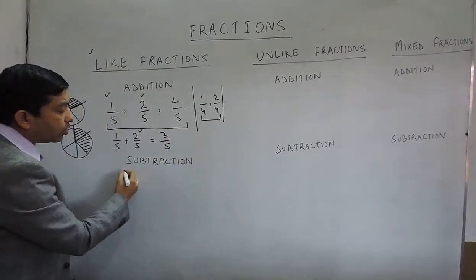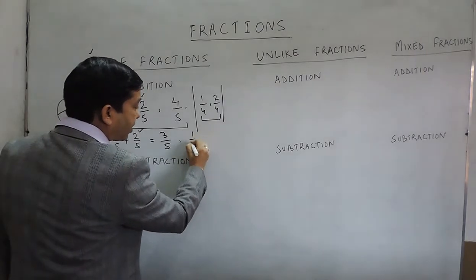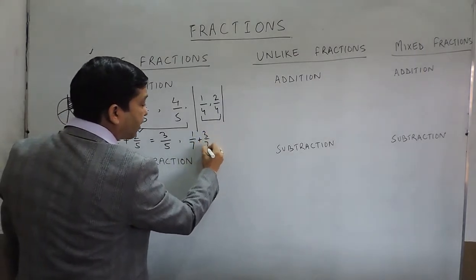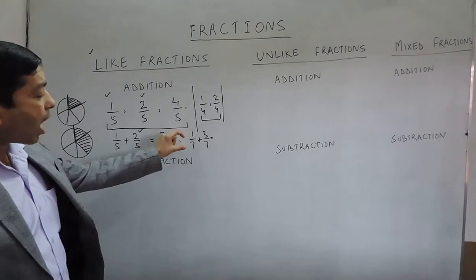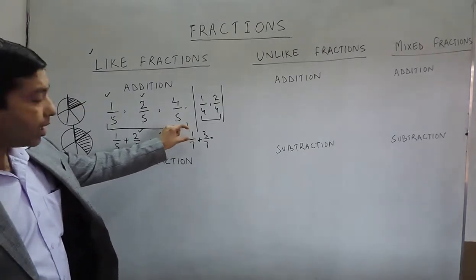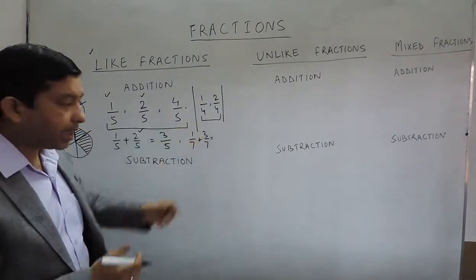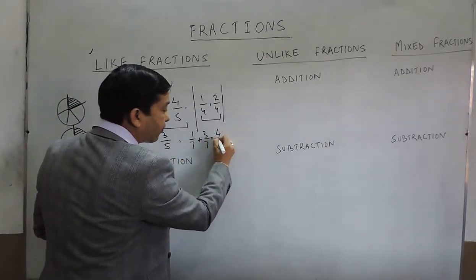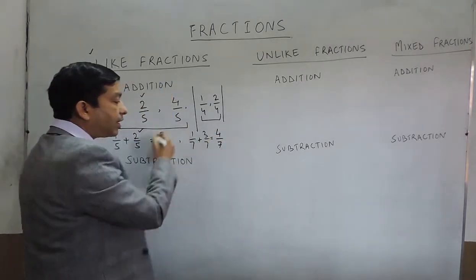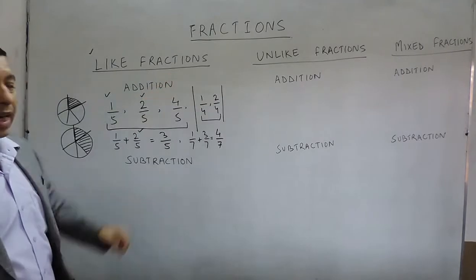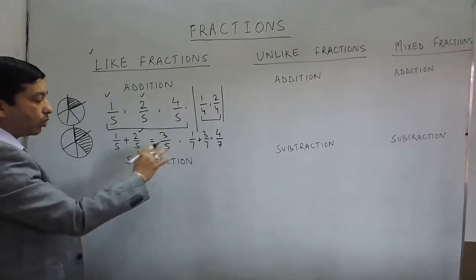Suppose I want to add another number, 1 upon 7 to 3 upon 7. That also means that out of 7 parts I have taken 1 and then out of 7 parts I have taken 3. So the total becomes 4 parts out of 7. This is the meaning of like fractions, the addition of the two.